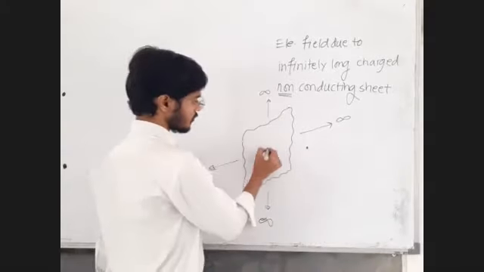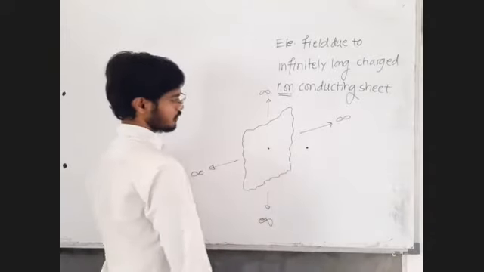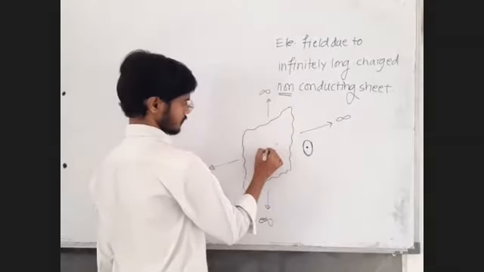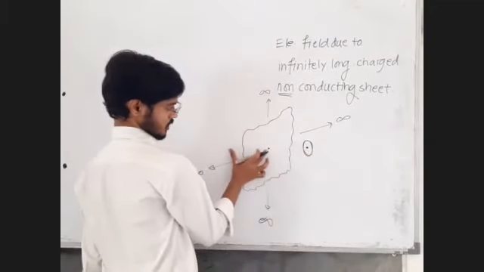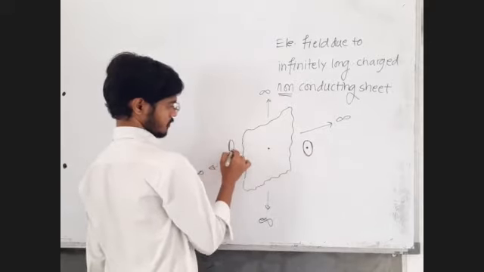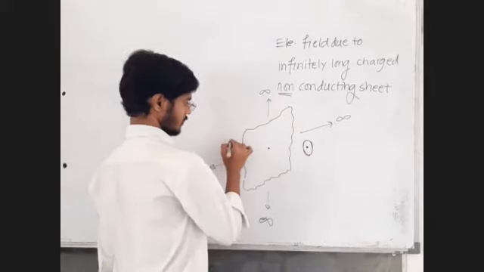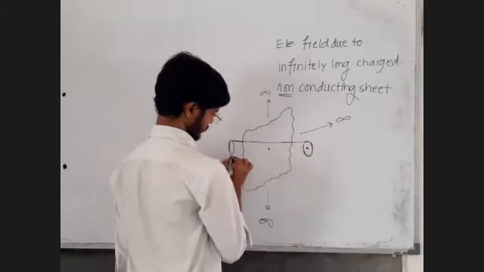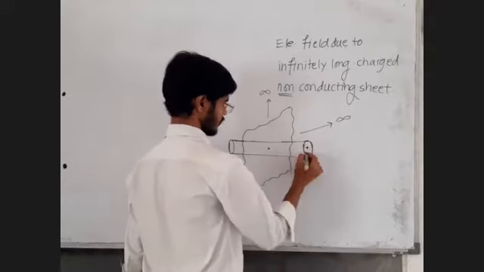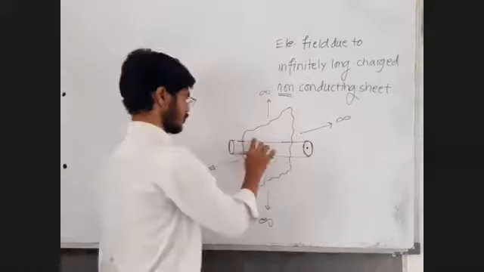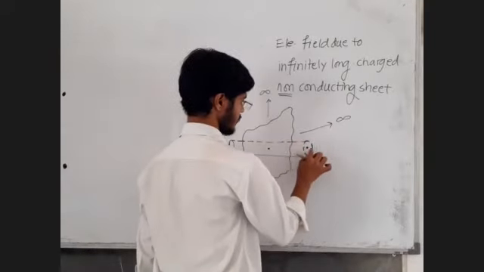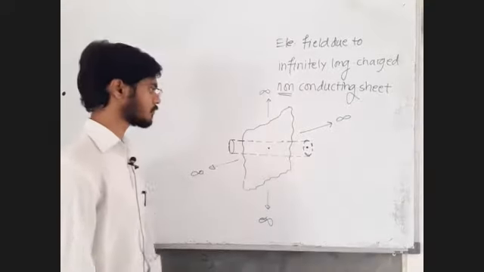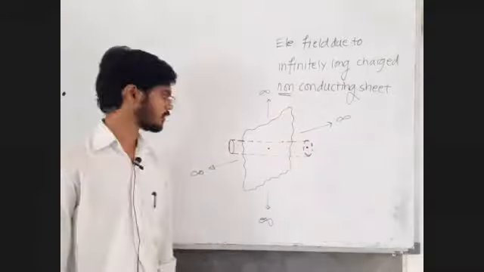So I will imagine a Gaussian surface like this. At the same distance, I will consider another surface like this, and then I will join these two circular faces like this, making it a cylindrical Gaussian surface. It should be dotted because it is an imaginary surface, but this is a cylindrical Gaussian surface. Can you imagine the cylindrical Gaussian surface?